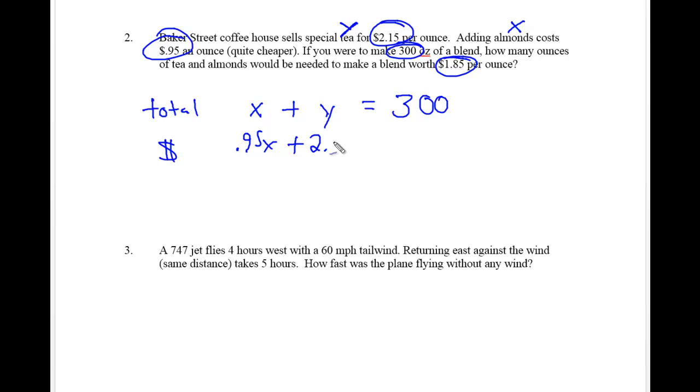And my tea costs $2.15 an ounce as well. Now, the common mistake here is people put down $1.85 as my total, but unfortunately that $1.85 is the cost per ounce. It's not actually the total amount of money that's being spent. See, what we need to do here is multiply by our 300.